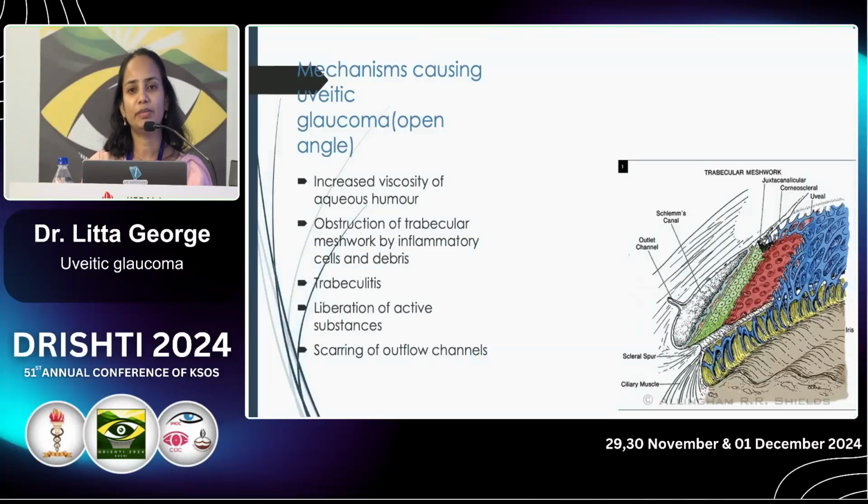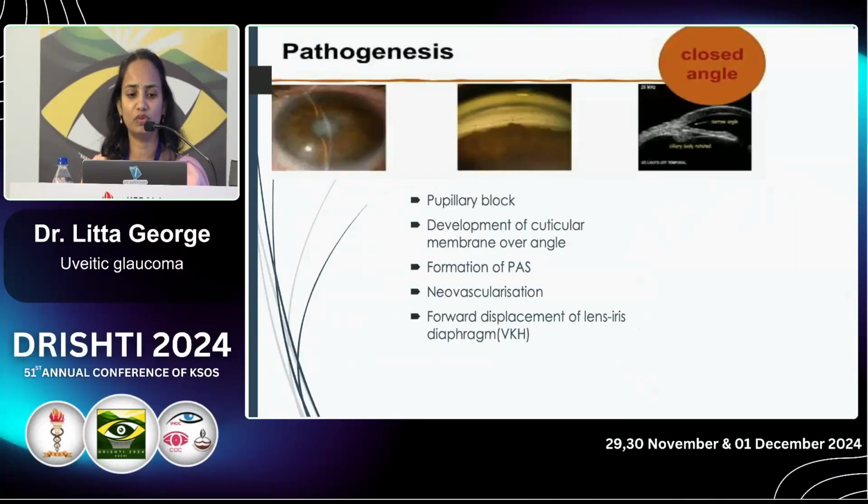So in open angle, the mechanisms can be, first, increased viscosity of the aqueous humor. When there is a breakdown of the blood-aqueous barrier, there is transudation of proteins, which makes the aqueous turbid and increases the viscosity, causing raised intraocular pressure. Then it can be due to obstruction of the trabecular meshwork by inflammatory cells and debris, or trabeculitis, inflammation of the trabecular endothelial cells, which is the main culprit in viral uveitis. Then it can be due to liberation of active substances like prostaglandins, and when the inflammation persists for a longer duration, it can result in scarring and fibrosis of the outflow channels.